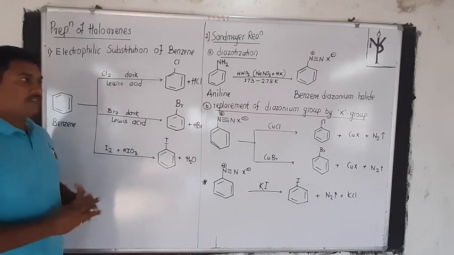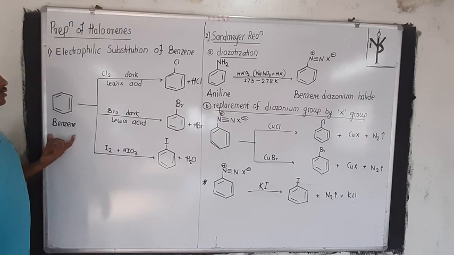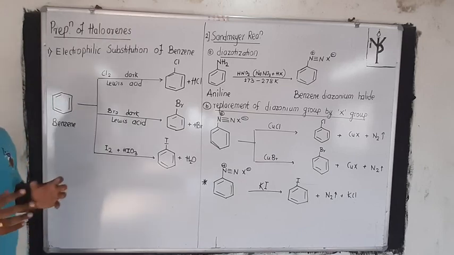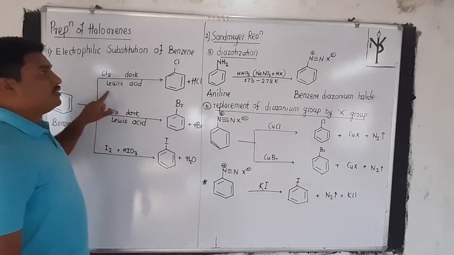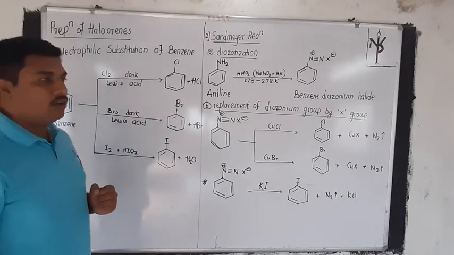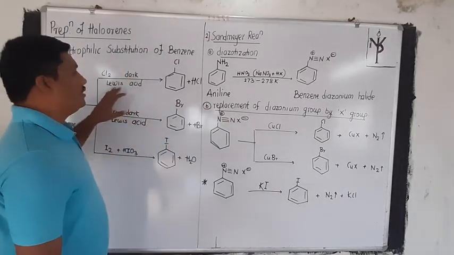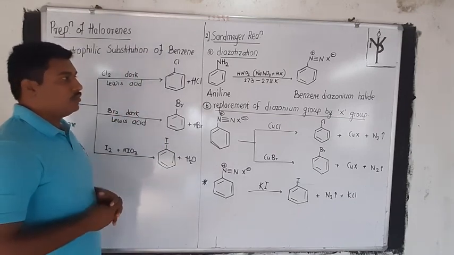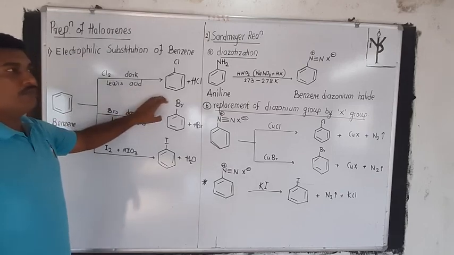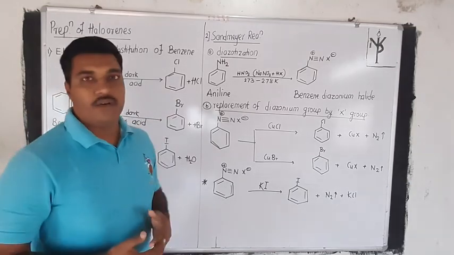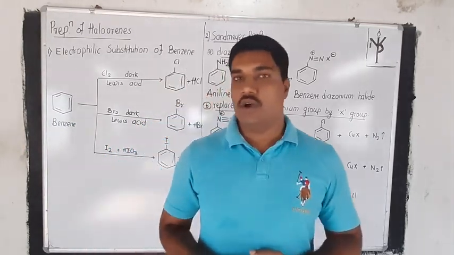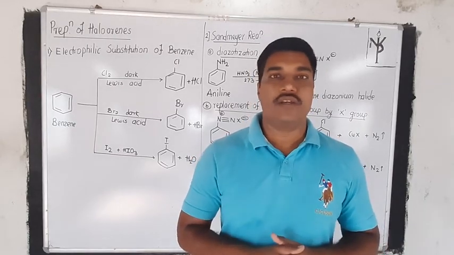In the reaction, we will see in sequence: benzene reacts with chlorine in dark condition. That means there is no need of light. A Lewis acid is a catalyst. FeCl3, Fe, which are electron pair acceptors, act as Lewis acids and catalyze the reaction. In this reaction, benzene reacts with a limited supply of chlorine and produces chlorobenzene. If we use an excess supply of chlorine, it will produce benzene hexachloride, which we studied in 11th standard in halogen derivatives or aromatic compounds.